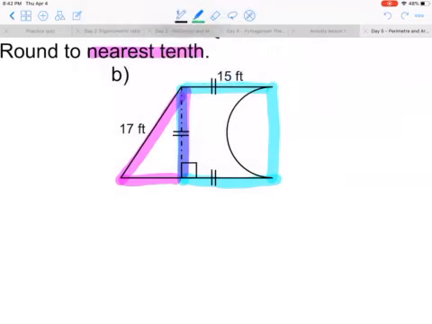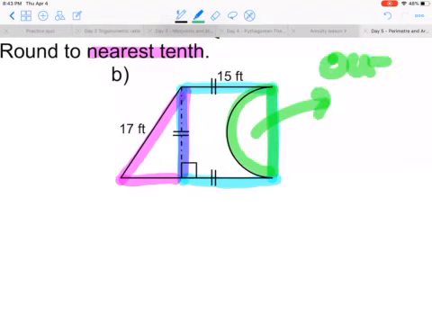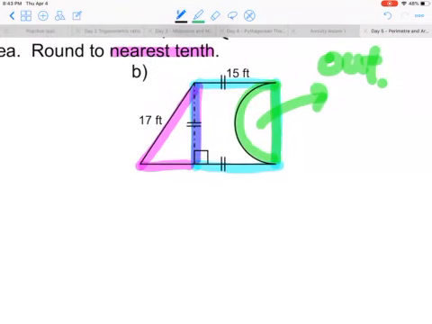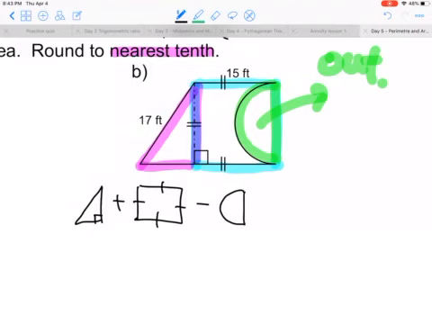But then you take this one out, right? So in this case, we have 3 steps. First we have to add the triangle, and then the square. In this case, it is a right angle triangle. And then we subtract that half circle. Okay? So that's what we have to do.